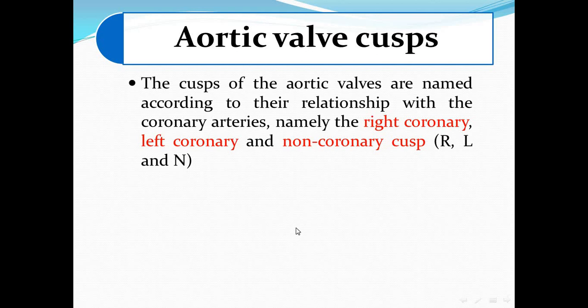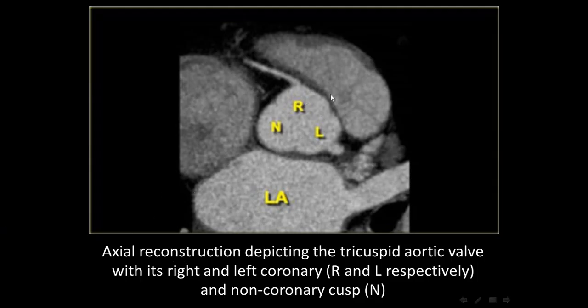Aortic valve cusps are named according to their relation with the coronary arteries. So they are named the right coronary cusp, which gives off the right coronary artery, the left coronary cusp, which gives off the left coronary artery, and the non-coronary cusp, which gives no branch in normal people, like people who do not have any anomalies. So these are the three cusps: the left, the right anterior which gives the right coronary artery, and this is the non-coronary cusp.